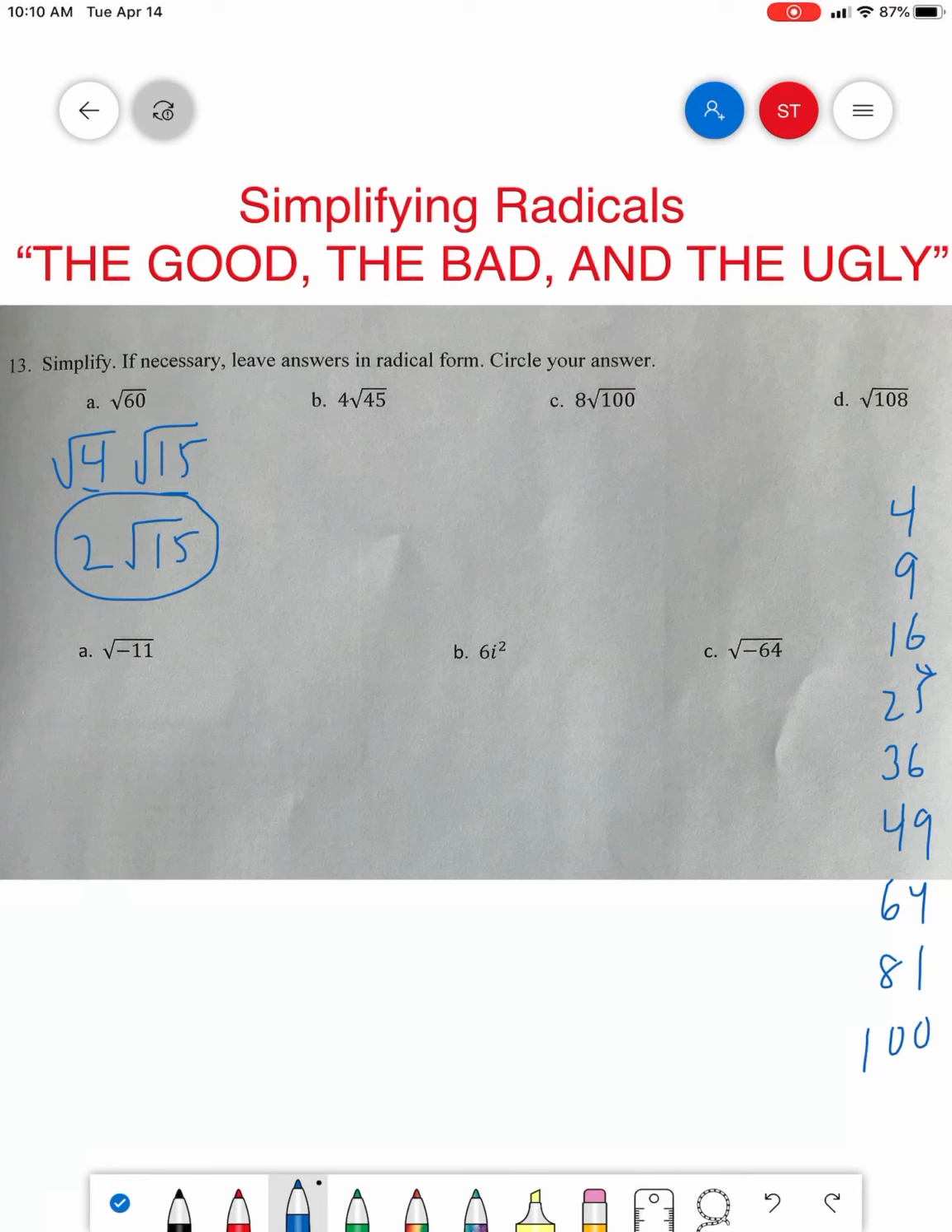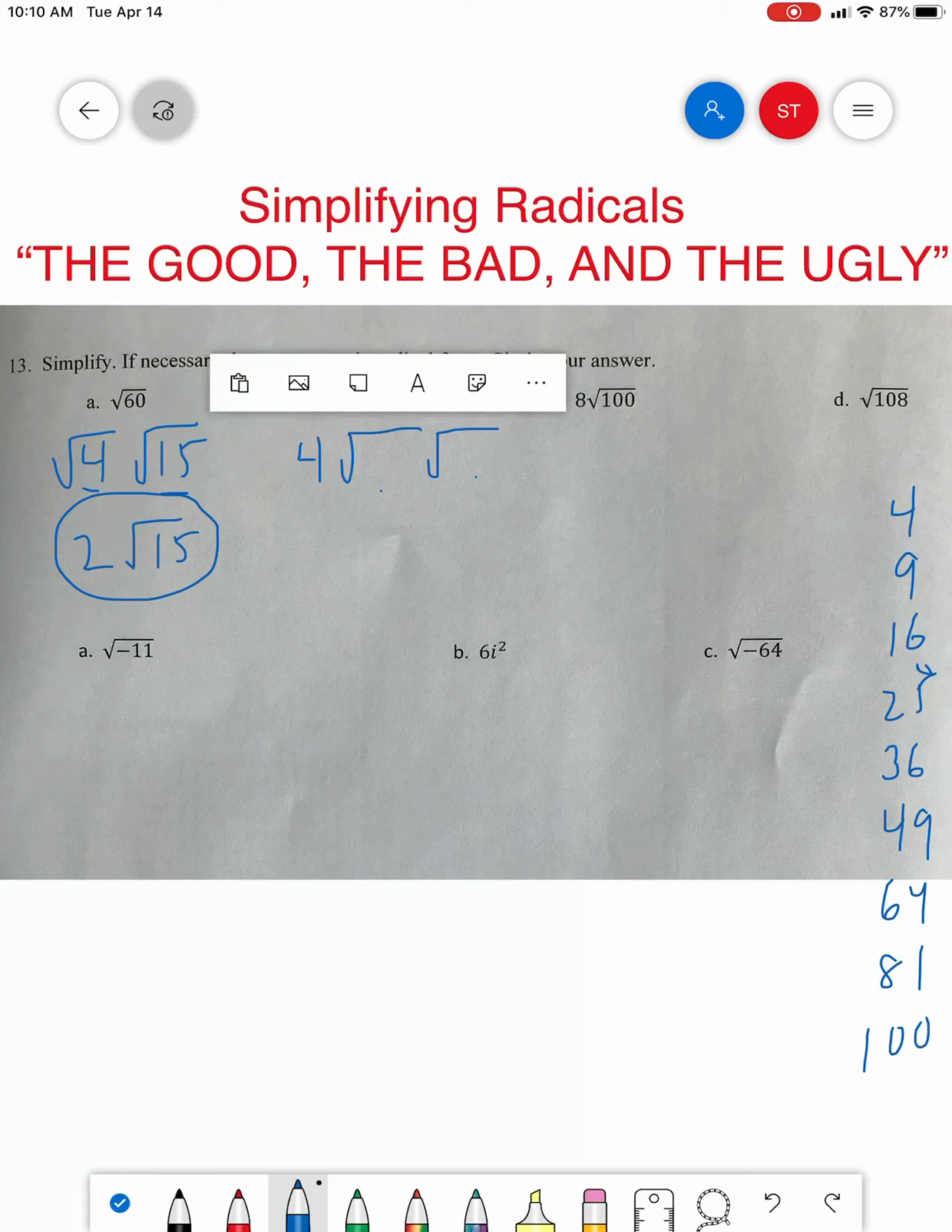Let's do another one. Okay, there's a 4 outside of here. Don't panic, just bring that down, and let's simplify square root of 45 into the good and the bad. What number goes into 45? I think we can all see that one. It's 9. 9 times 5.